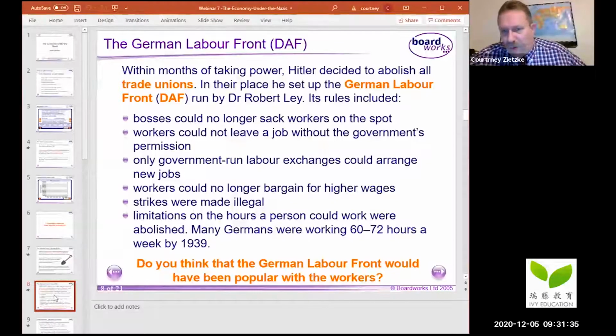Limitations on hours a person could work were abolished. Many of the German people were working 60 to 72 hours a week in 1939. And what were they doing? They were building war materials as fast as they could. This was not an accident, okay? Hitler's attack on Poland and his starting of World War II, clearly you can see here, people, this was no accident. He planned this from way long before it actually was carried out. By working his people that many hours, you know darn well that he was building war materials for a World War II invasion. Okay.